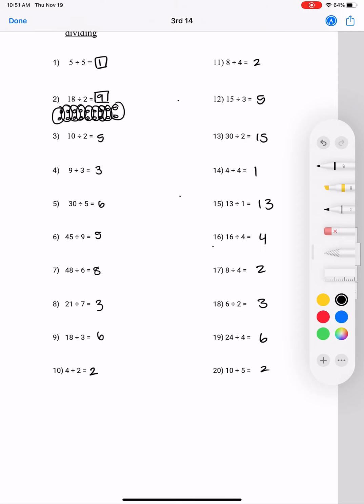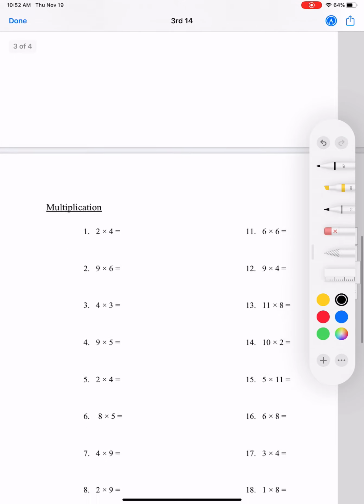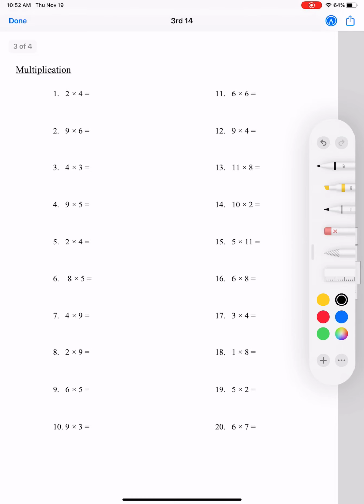Okay, so these are all the answers, and you can check them with your answers. Multiplication, like always, 2 times 4, you have 2 groups of 4. And if you count all the circles, 1, 2, 3, 4, 5, 6, 7, 8, you get 8. So the answer is 8.